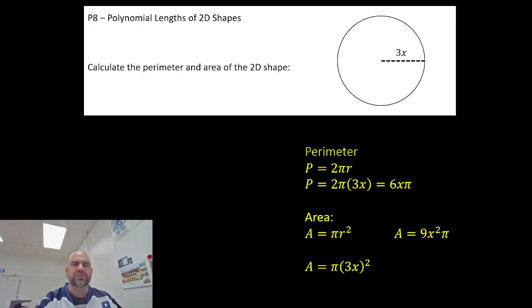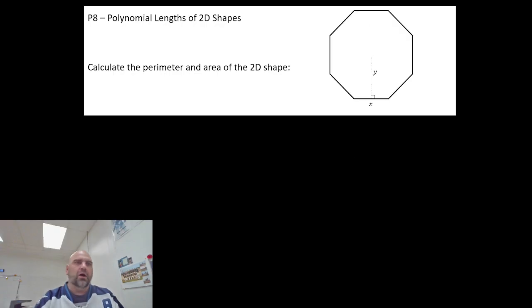You can gladly just leave it like that. You don't need to try to solve for what is 9 times pi. You just don't need it. It's unnecessary. It would be somewhere in the 28 range. But it's going to be a decimal, so just leave it like this. It's just a little bit simpler that way.